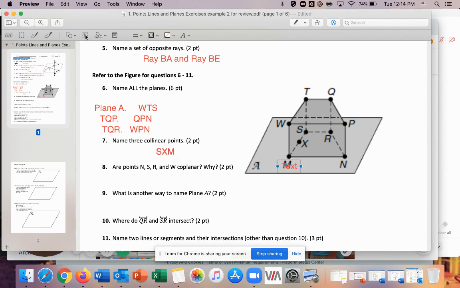So, yeah. And then, are points N, S, R, and W coplanar? So we've got N, S, W, and R. So N, S, and R are all coplanar. W is not. All right. So I would say W is not because it is not on the same plane as R.